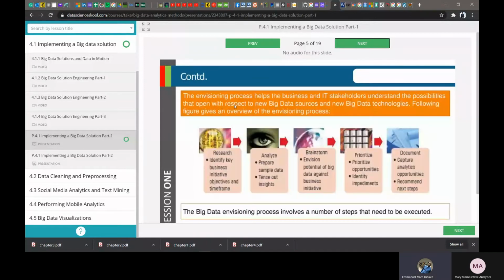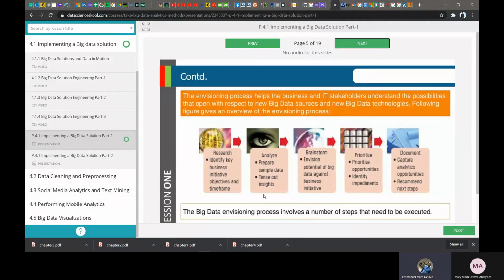So these are some of the things you can achieve with big data. The envisioning process helps business analysis stakeholders understand the possibilities that open up with respect to new big data sources and new big data technologies. Now, the following figure gives an overview of the envisioning process. First is to research: identify key business initiative objectives and timeframes. So what are the key things we want to achieve, and what is the time limit we have? Then analyze: prepare sample data and tease out insights, so get insights from that data.